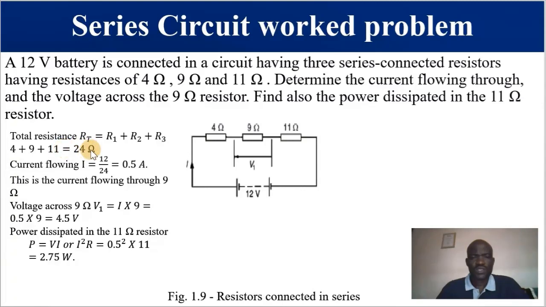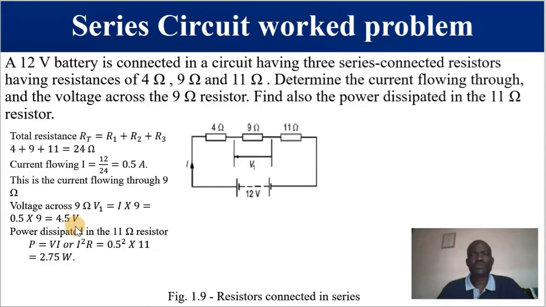Once we get 24 ohms, then we can calculate the current flowing through the 9 ohm resistor. In other words, we are being asked to find current I, which is the current flowing in the circuit. So if you divide, I is equal to V divided by R, this gives us 0.5 amps, which is equal to 500 milliamps. Then the other part is asking us to find the voltage across the 9 ohm. You simply multiply the current I times 9 ohm. Then what do you get? We get 4.5 volts.